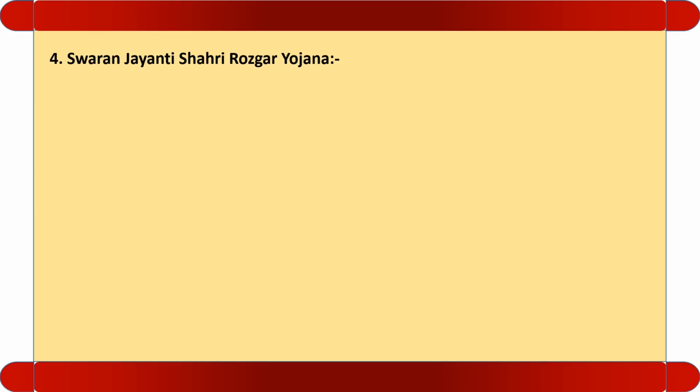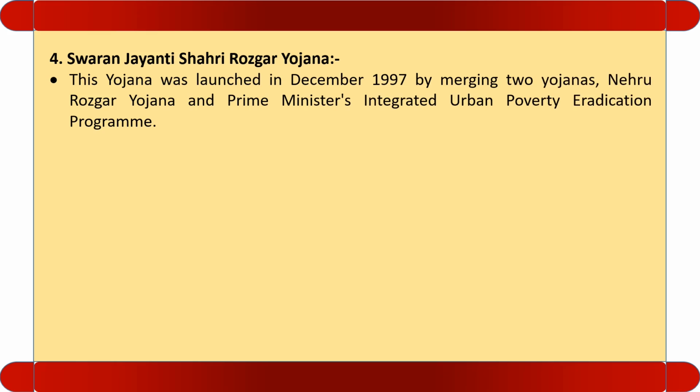Next program is Swarna Jayanti Shahri Rojgar Yojana. This Yojana was launched in December 1997 by merging two Yojanas. Number 1, Nehru Rojgar Yojana, and number 2, Prime Minister Integrated Urban Poverty Eradication Programme. So this Yojana is the integration of two Yojanas.